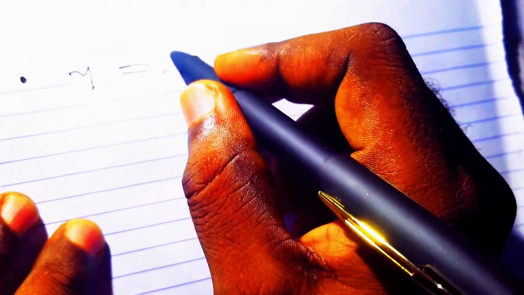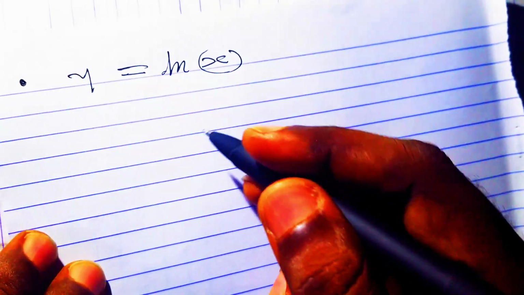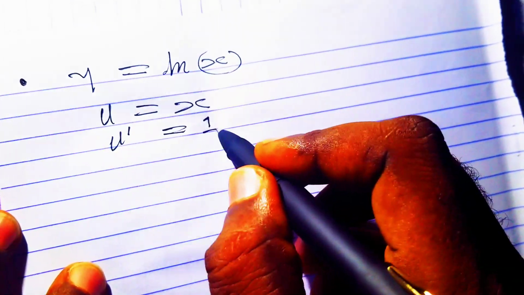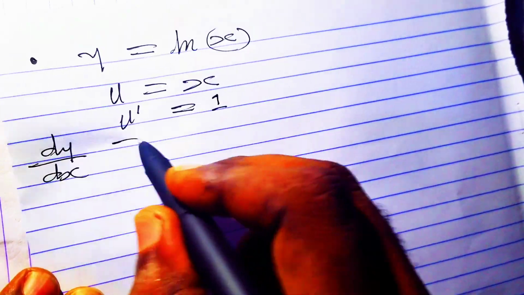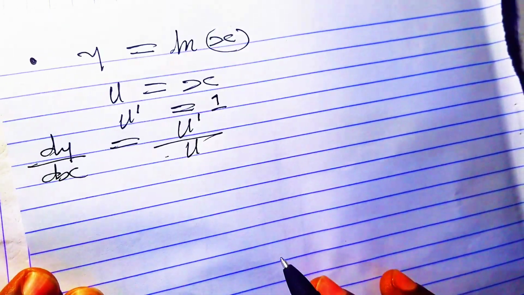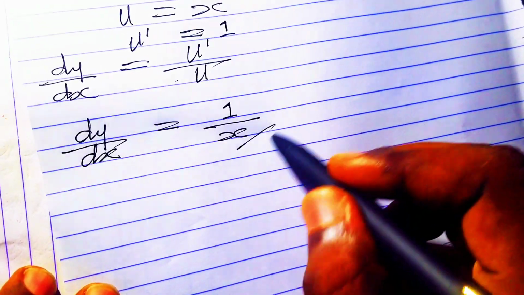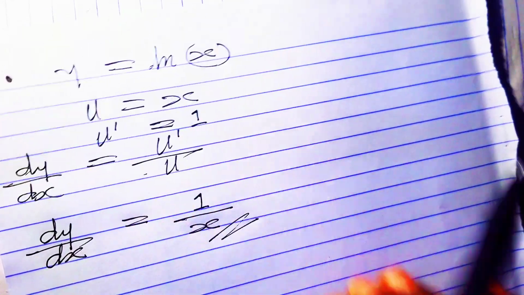Here we have, if y equal to ln x, and therefore in this case our u equal to x, and our u prime, of course, differentiating x, that will be 1, and therefore differentiating y with respect to x is going to be u prime over u. So in this case, differentiating y with respect to x is going to be 1 over x. So that is the answer to the differential value of natural logarithm of x. Let's take a look at another example.